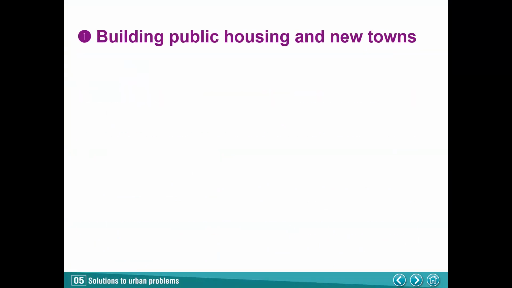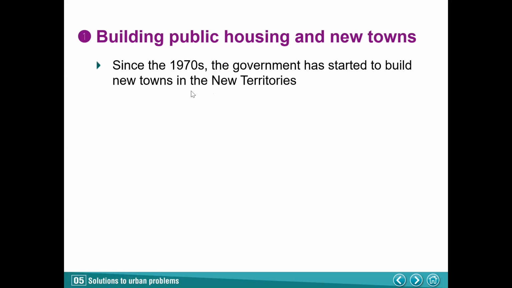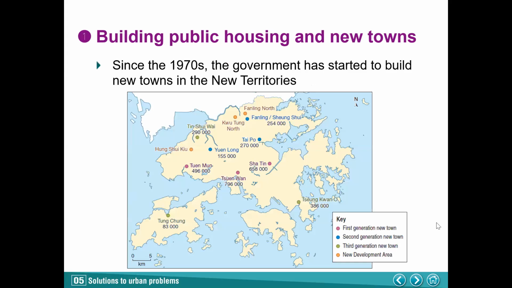The first solution is to build public housing and new towns. Since the 1970s, the government has started to build new towns in the New Territories. This map shows the distribution of new towns in the New Territories. Chunwan, Shatin and Tuen Mun were the first generation new towns.